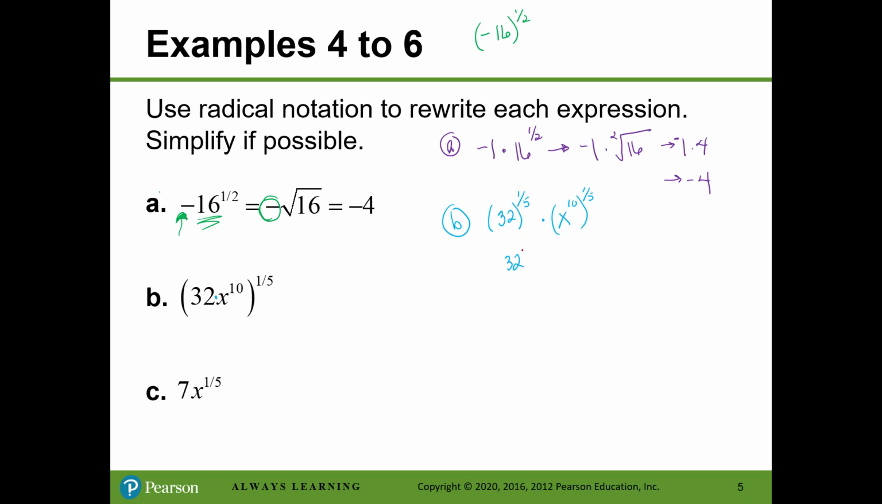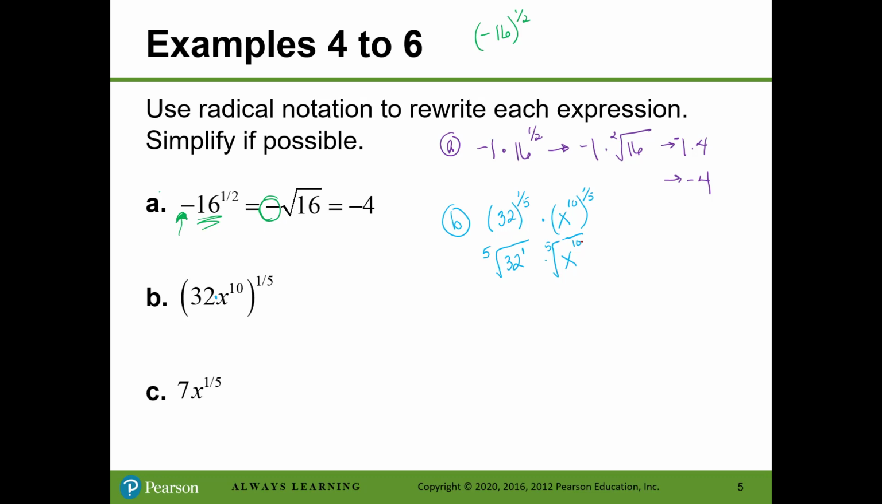Yes, that means I have 32 to the power of 1, and it is the 5th root of it, isn't it? Okay, what about that x to the 10th? Same thing, that is the root of 5, and the power of 1 would just leave this as x to the 10th. Are you good?